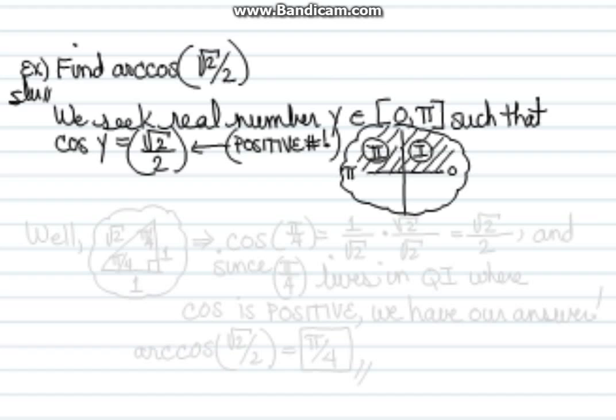Well, in quadrant 1, all students take calculus. All the trig functions are positive. In quadrant 2, only sine and cosecant are positive. So we want cosine positive, which means we have to have this guy living in quadrant 1.